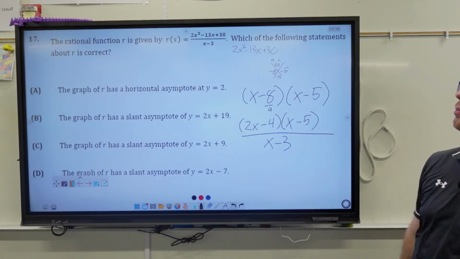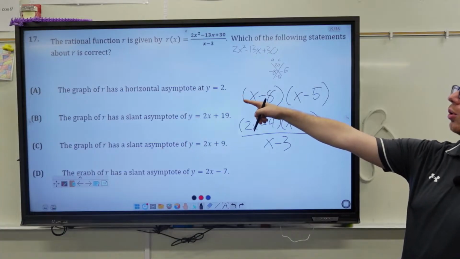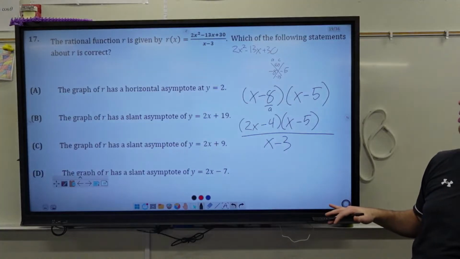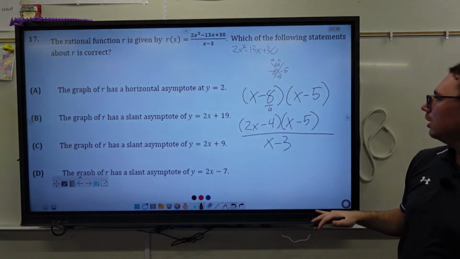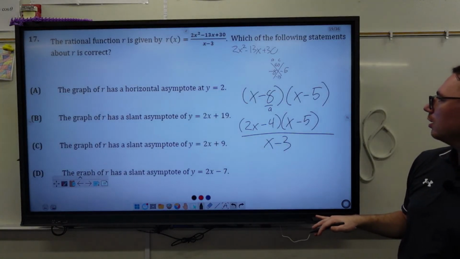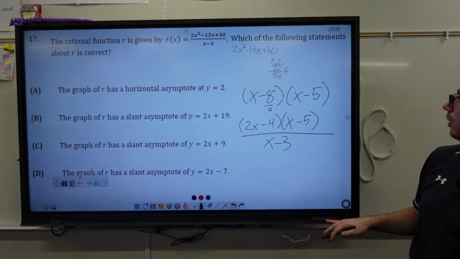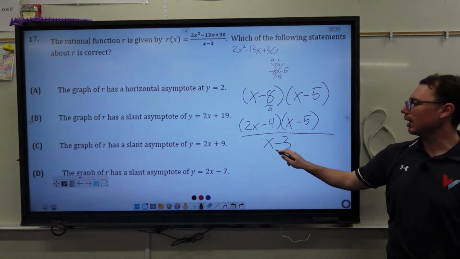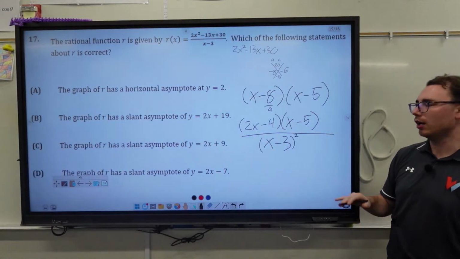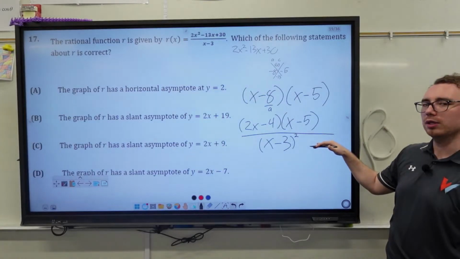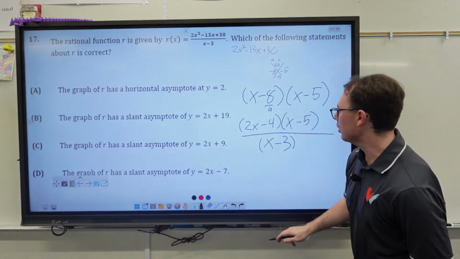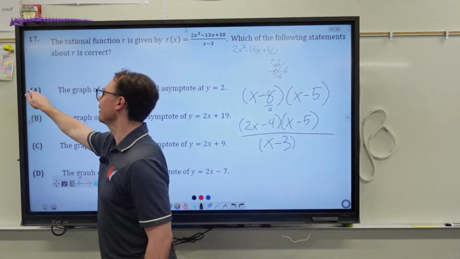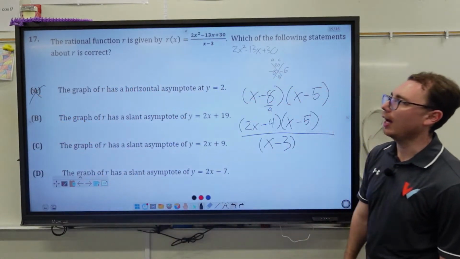For these values here, the graph of r has a horizontal asymptote at y equals 2. Well, does it have a horizontal asymptote at y equals 2? In this case, yeah, it would have a horizontal asymptote at y equals 2 if this was like x minus 3 squared, so our n and our d value were the same. But since it isn't, we know that we're not taking these front coefficients here, so we know that a here is not right. Let's try out b here.